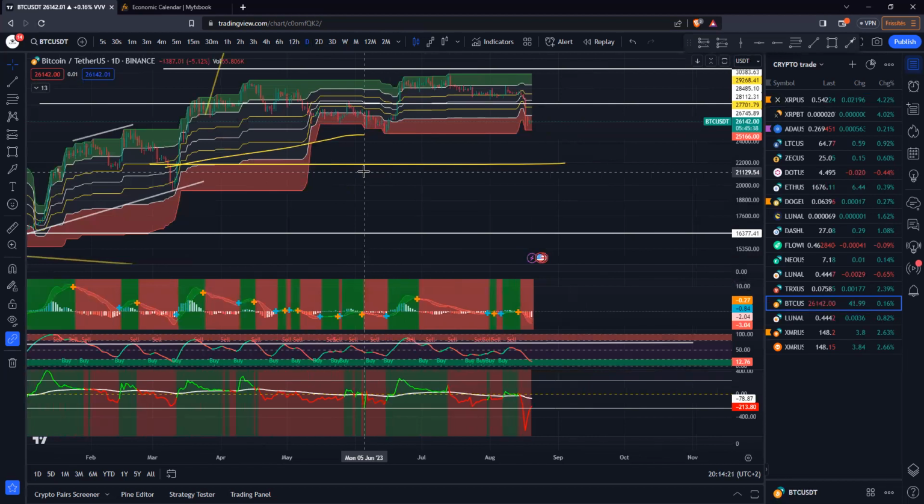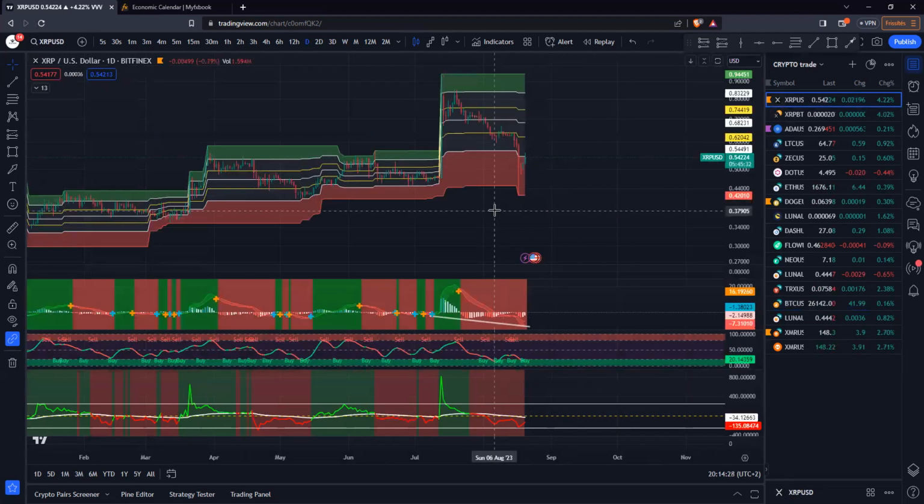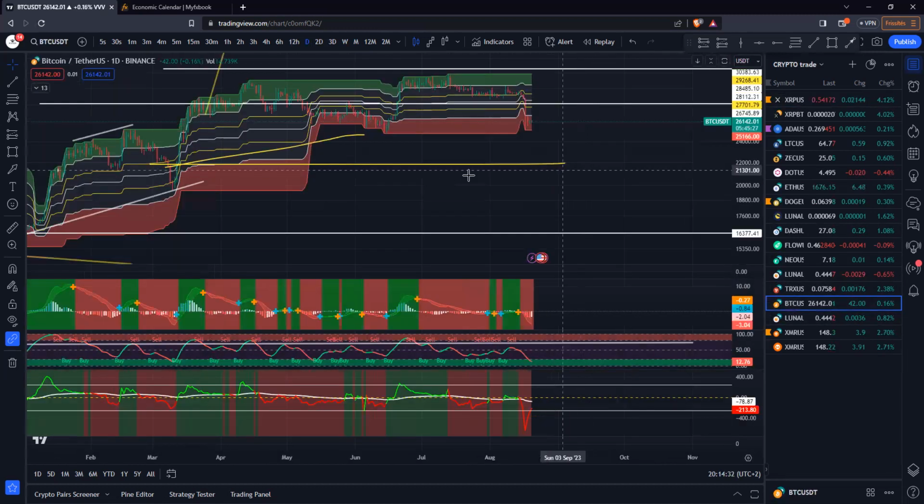Because I would like more to see a sell concept on the BTC, and I would like to see more buy concept on the XRP. So that's something interesting, in my opinion. Yeah, that is what I want to see. Okay, this is it for today.